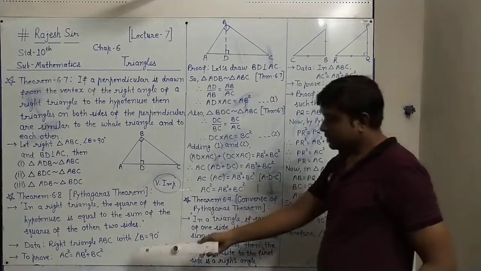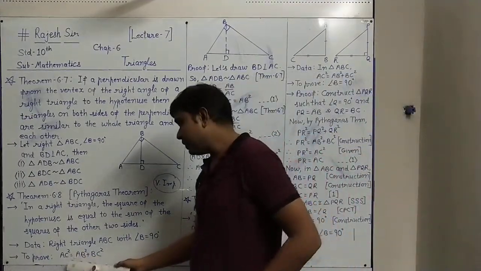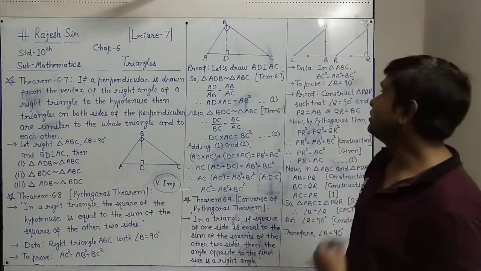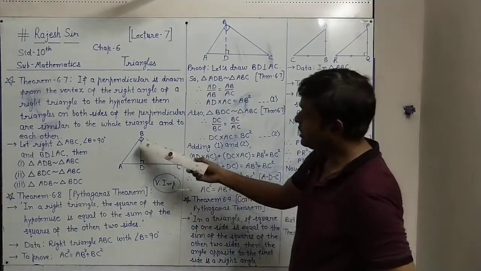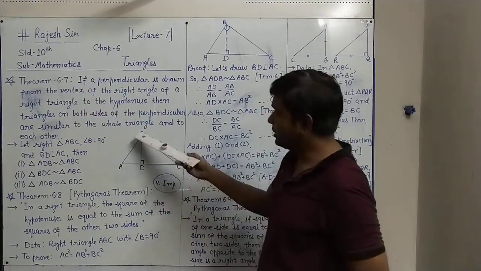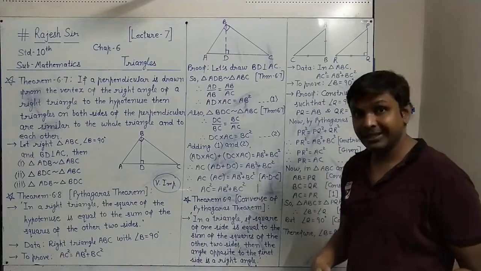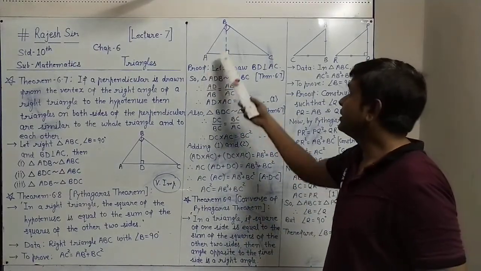To prove this, that the square of the hypotenuse is equal to the sum of the squares of the other two sides, we want to take the result of this theorem 6.7, in which the perpendicular from the right angle to the hypotenuse is necessary. So we will take that.